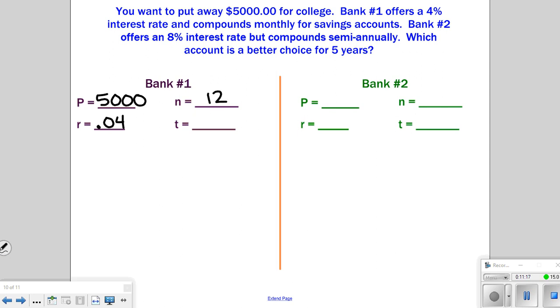The next bank, which is bank number 2, our initial principal is still $5,000. The rate for that bank is 0.08. And that is going to be compounded semi-annually. That means twice a year. And we're still doing that for 5 years. So let's go ahead and figure both of these out, and then we will figure out which bank is the better choice. We go ahead and write our equation.